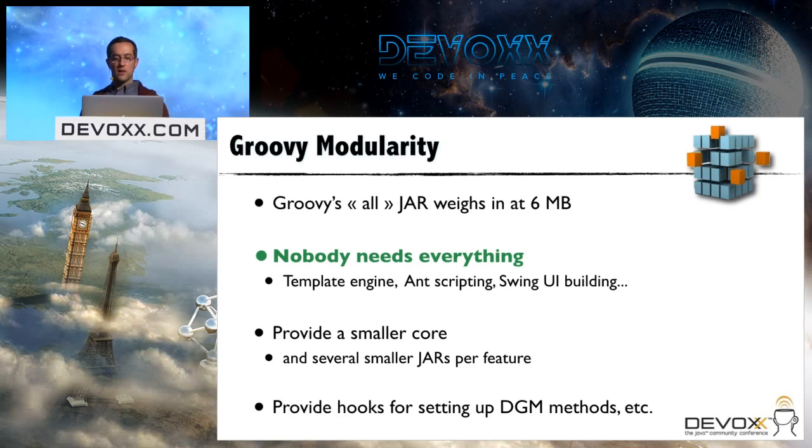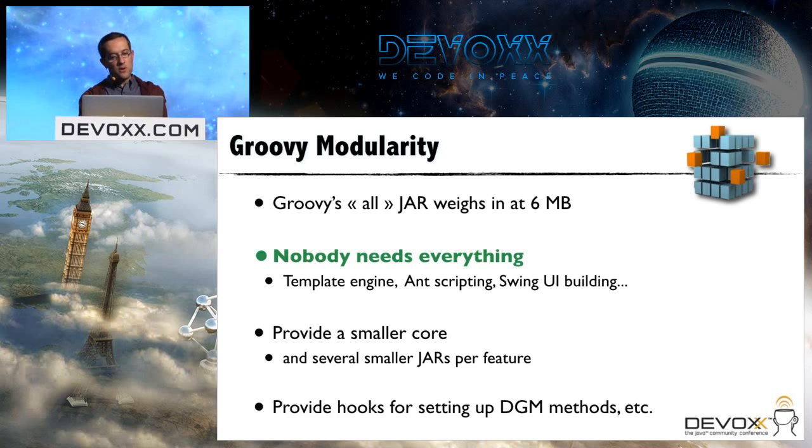So what we want to do is to let people pick up just the parts they are interested in. So we split Groovy into smaller jars. There's still the old jar so that you can avoid changing your POM or Gradle dependencies. But we also have smaller jars so that you can pick up just what you want.